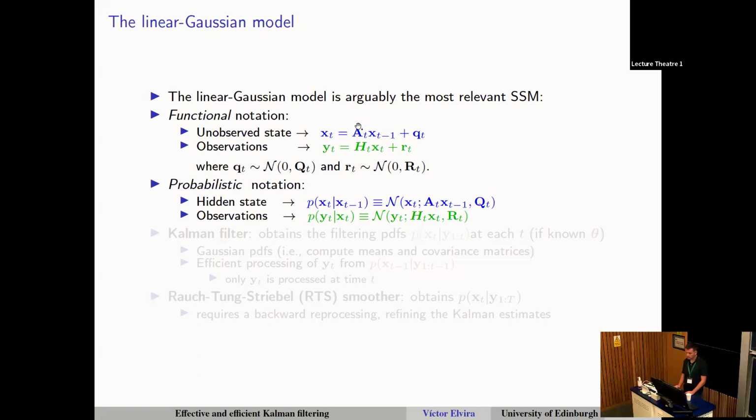The linearity you see here because the new state depends linearly, through this linear operator, on the previous state, okay? And then we are going to add some additive Gaussian noise, which is independent for different t, and also is going to be independent from this other noise that is here in the observation process, which, on top of this, again additive and Gaussian noise, is going to have the linear mapping between the latent state and the observation, okay?